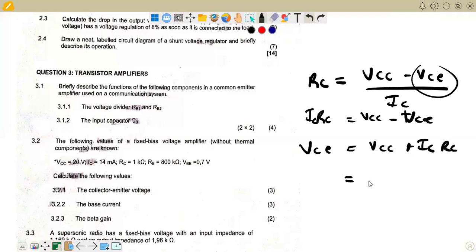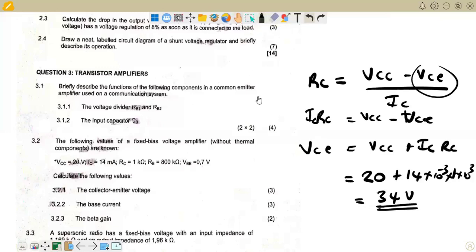Therefore, we can now substitute the values directly. 20 plus IC, 14 milli, times 10 to the power of negative 3, multiplied by RC. RC is 1 kilo, so that's 1 times 10 to the power of 3. And that will definitely give us 34 volts. So there we are. That's marking our VCE. Let's go to the next question.